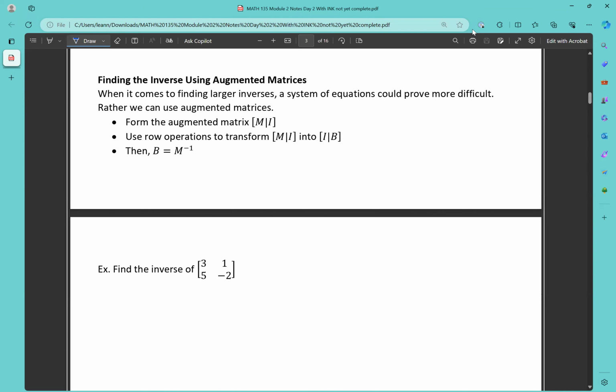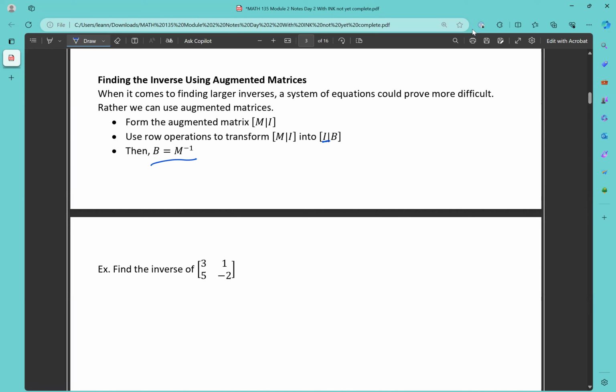Now, if our M is a 2 by 2, we need the identity matrix that's a 2 by 2. If our M is a 3 by 3, obviously we would be using the 3 by 3 identity. We use row operations to transform it. So we're going to try to get our identity over here on the left side. That's the goal. And then the matrix you end up with on the right side is actually the inverse of your original matrix.